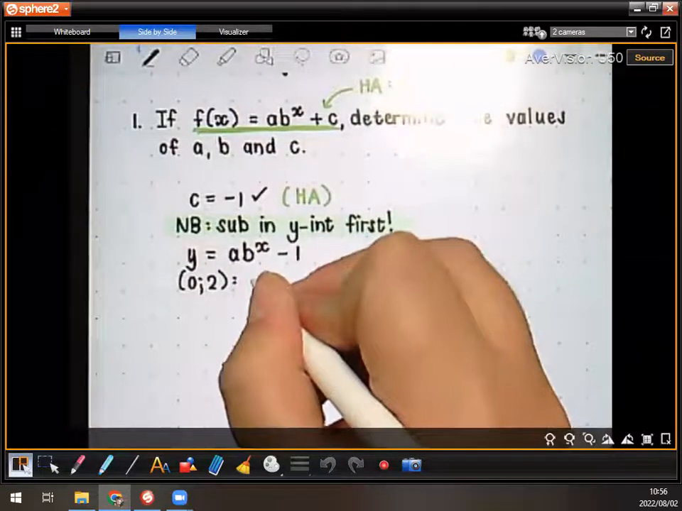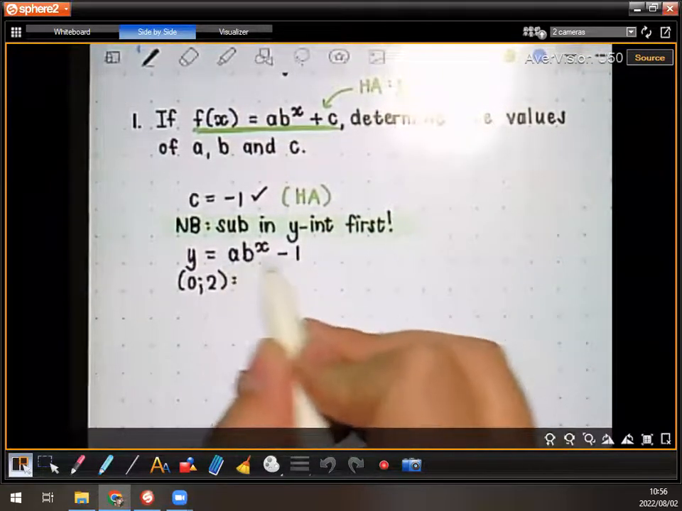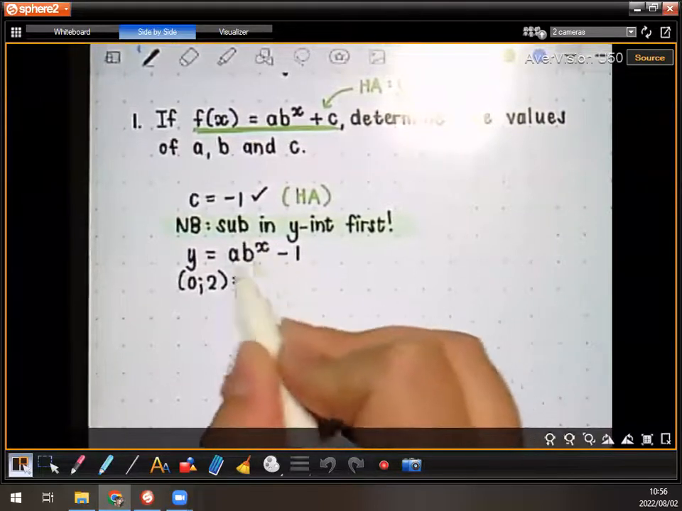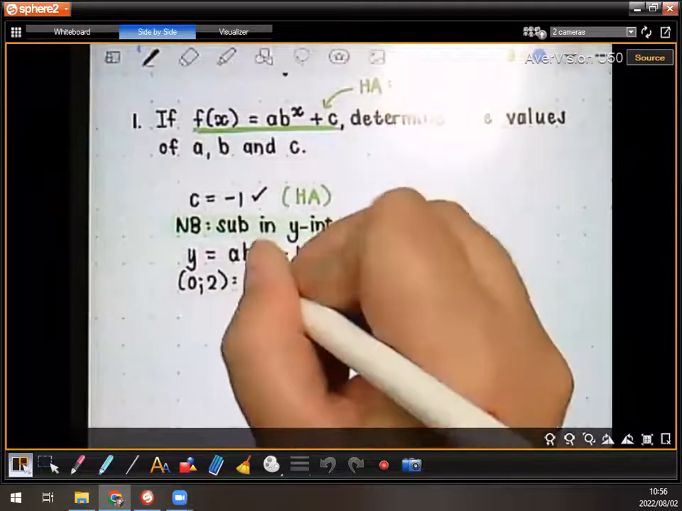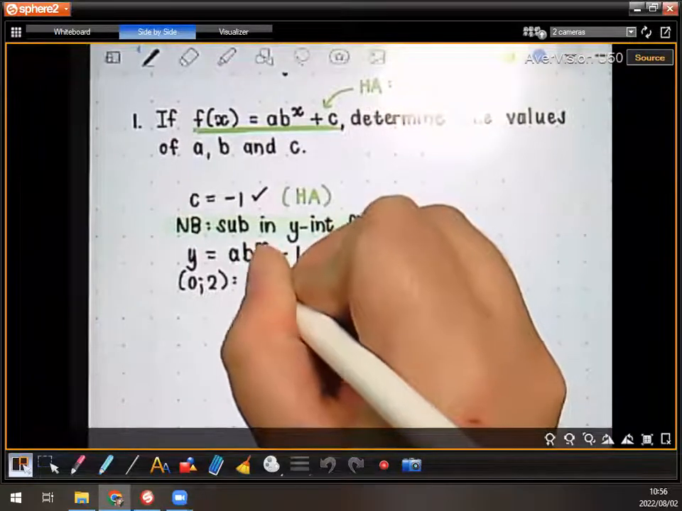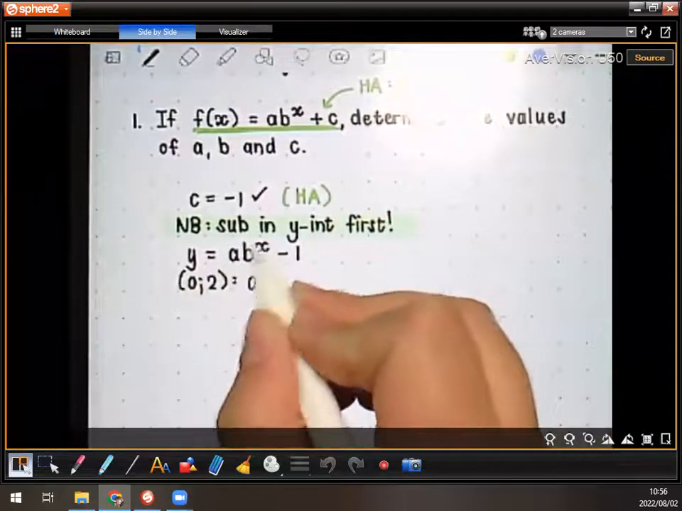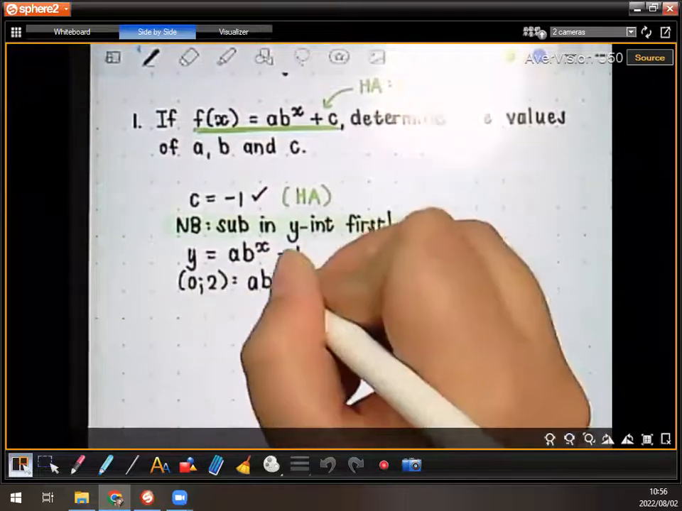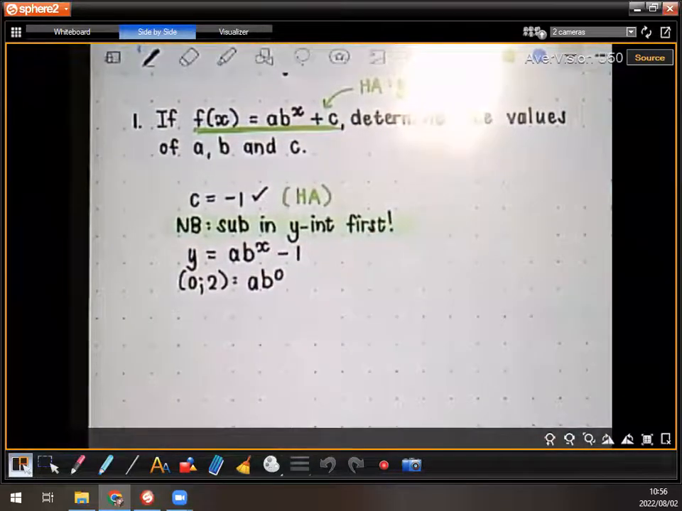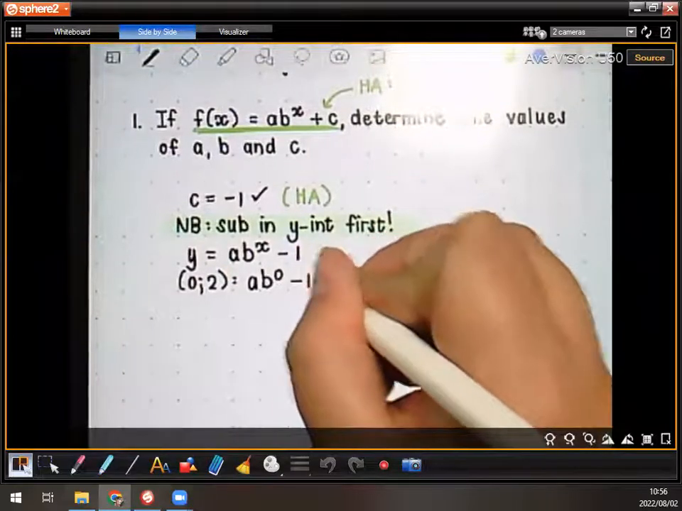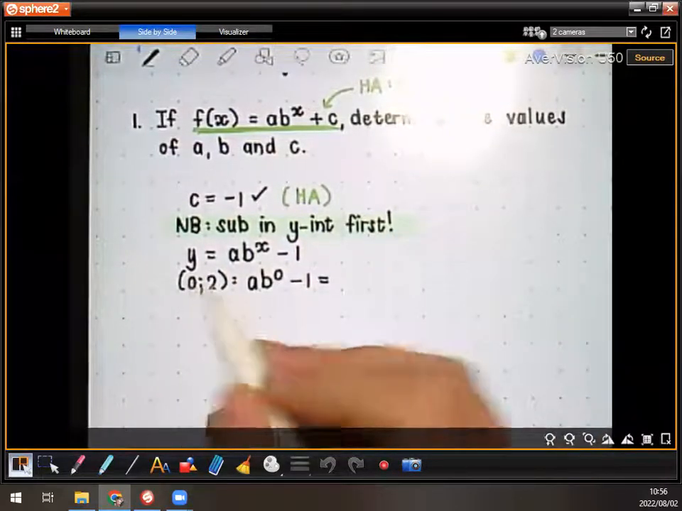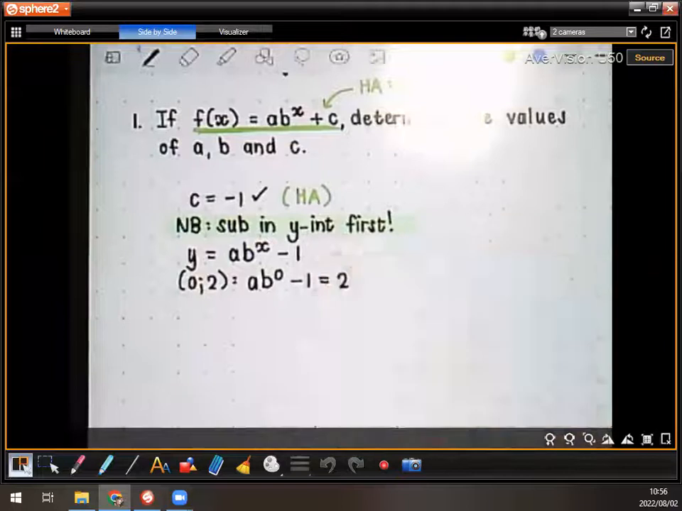Now, what happens here? I'm just going to write it again with this side on the left because I'm going to have to solve for either A or B here. We have A, and then we have B to the power of X. But what is my X value now? 0. You guys see what's going to happen there? What's B to the 0? 1. Okay, and then minus 1 is equal to Y. What is the Y value at this point? 2.